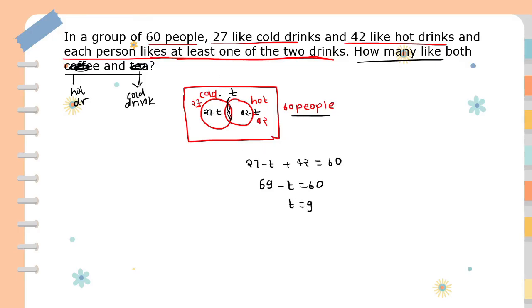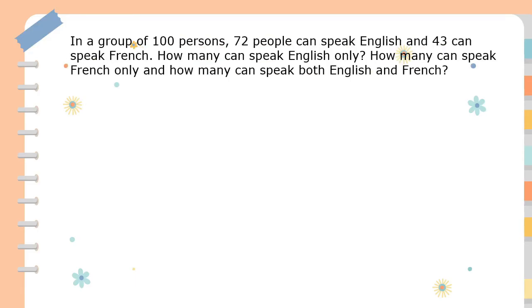So 9 people like both hot drink and cold drink. If we substitute 9 here, this portion will be equal to 18, and this will be equal to 33. So 33 plus 9 plus 18 will give 60. So this is satisfying the condition. So this was the second question, and we have done it very easily.